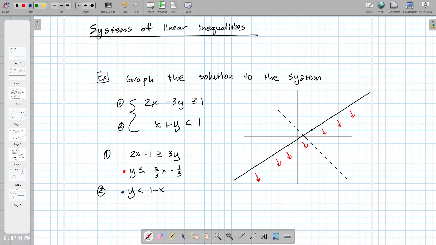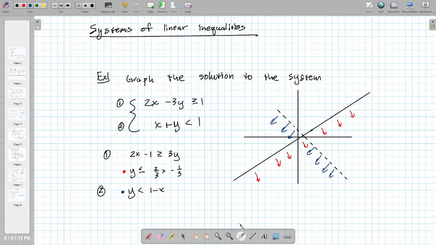But if you want to check, you can plug in 0, 0 again. You have 0 for x, 0 for y would be 0 is less than 1, which is true. So we shade the side with the origin. We shade this side here.